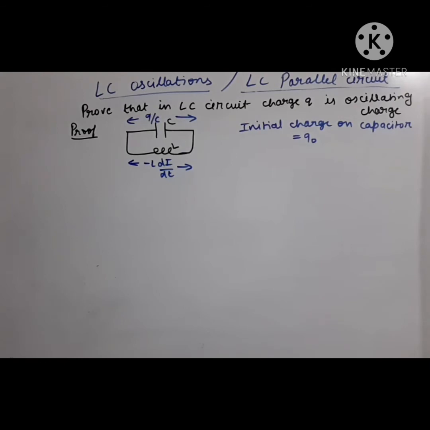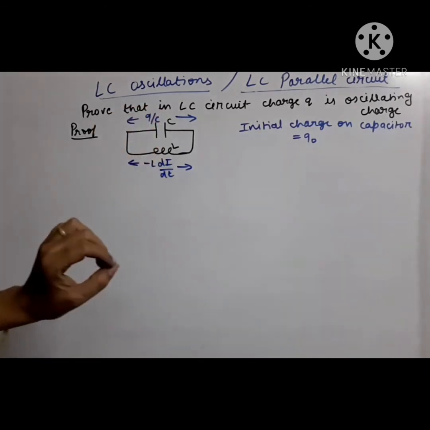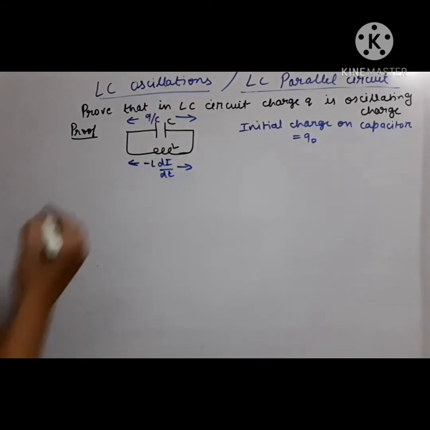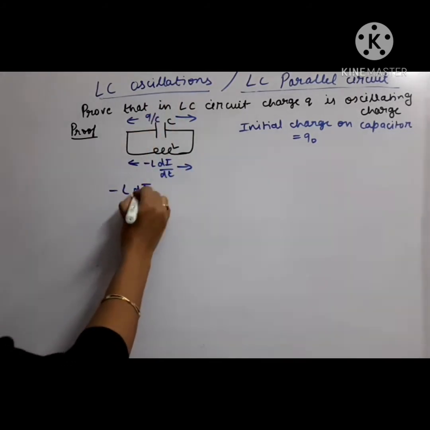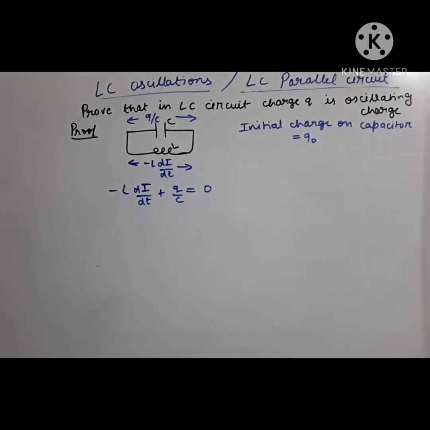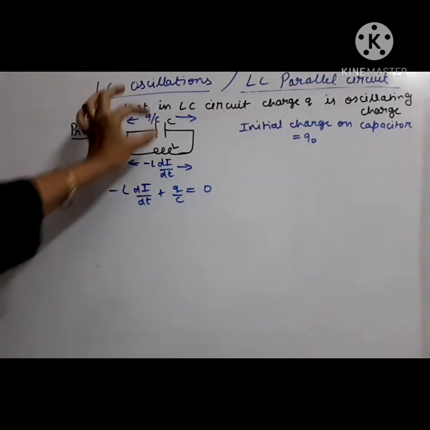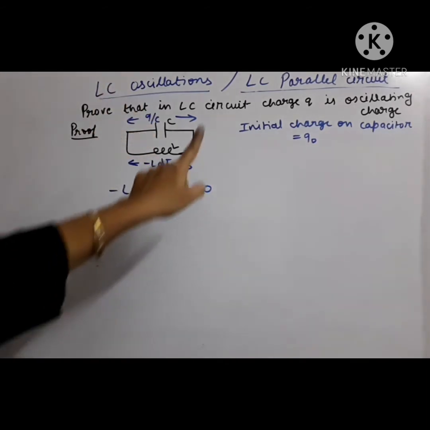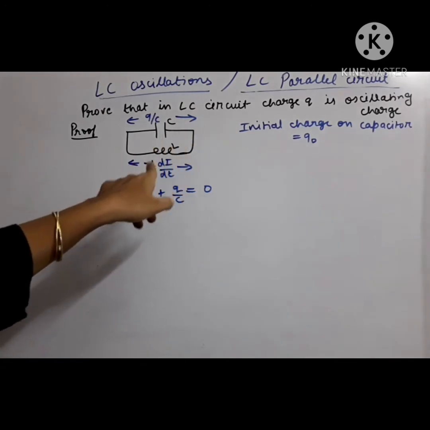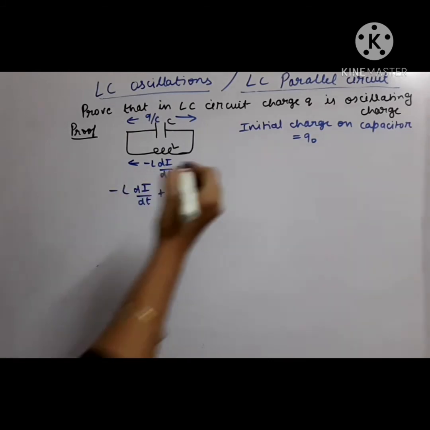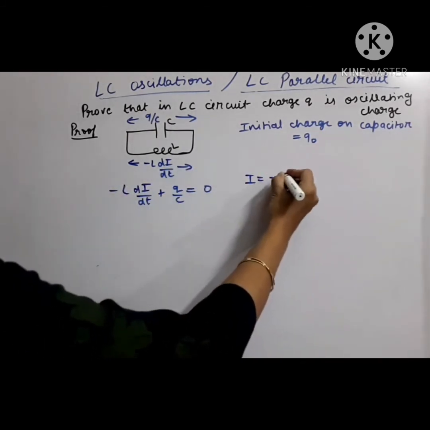Now because the summation of the total voltage should be 0 because no supply is connected, we will write this first equation, minus L di by dt plus Q by C is equal to 0. Okay, because this voltage and this voltage they are added. Now they should be equal to 0 because there is no supply connected in this circuit. Now we will be replacing I.